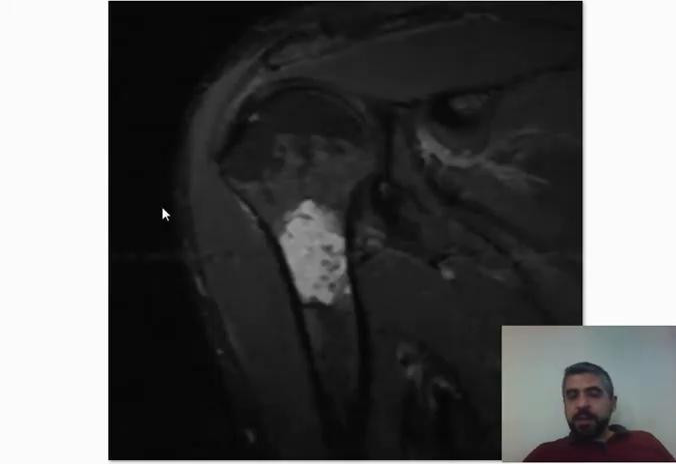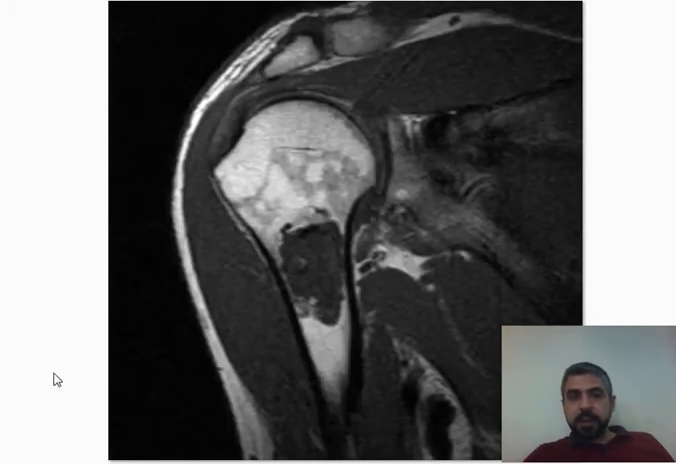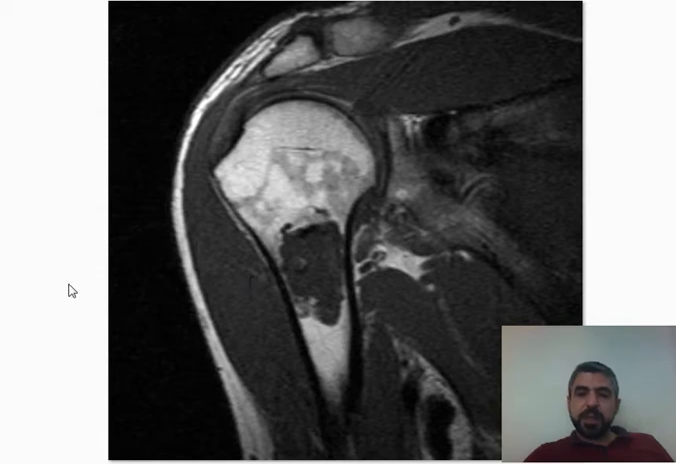An example of enchondroma in the humerus, you can see it like we said previously, it is well defined, it is in the metaphyseal region, it contains some dots of hypo-intensity representing calcification, no surrounding edema, intact overlying bony cortex. Again, you can see it here, the same lesion on the T1 weighted image, it's iso-intense to the muscle.